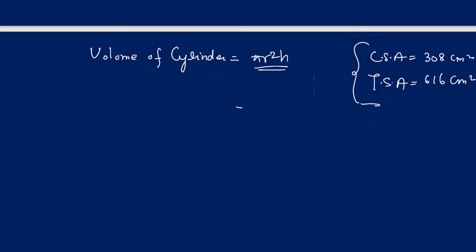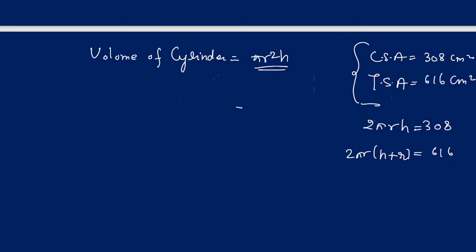In order to find the volume of the cylinder, we must have R and H. So the curved surface area will be 2 pi RH, which is 308, and total surface area is 2 pi r (h plus r). This is total surface area. Total surface area is 616.